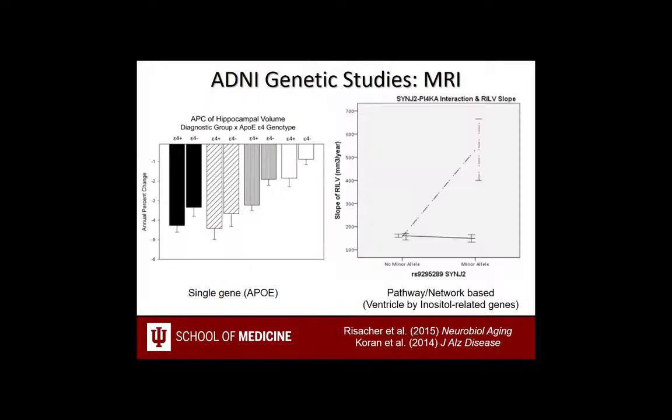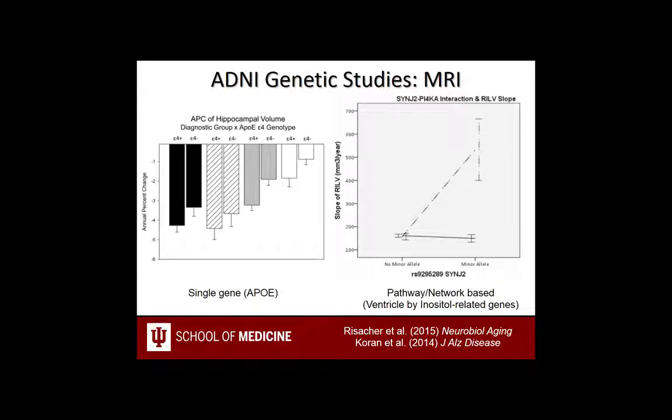MRI has been an area where there have been a lot of studies, both on a single gene level like ApoE, as well as on pathway-based types of analysis. There are some with the immune pathway. I highlighted a study earlier. This one was with genes related to inositol processing.